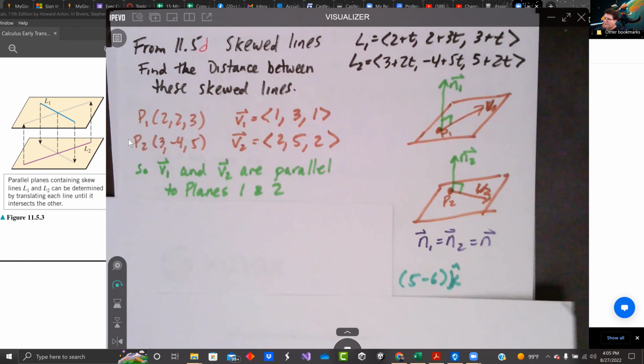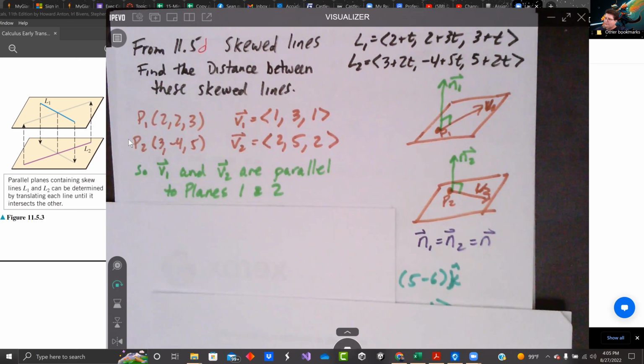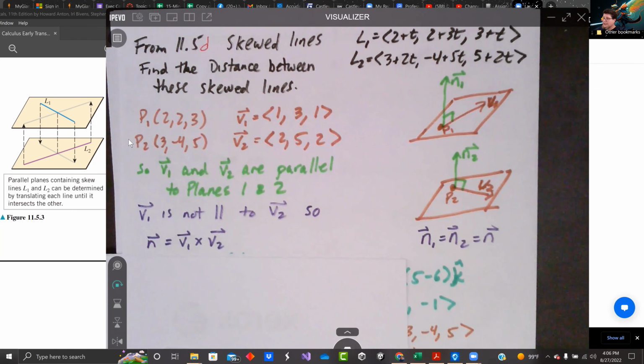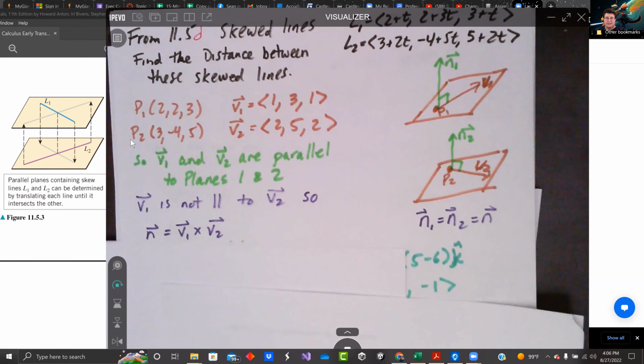And so how can we find n if we have these two planes? I don't have a third point in each plane. What we can do is we know V1 and V2 are not parallel, but they are in the same plane. So since they're not parallel, we can cross them to find a vector that's orthogonal to both. And since V1 and V2 are in parallel planes, we should be able to get the same thing. So let's do n equals V1 cross V2.